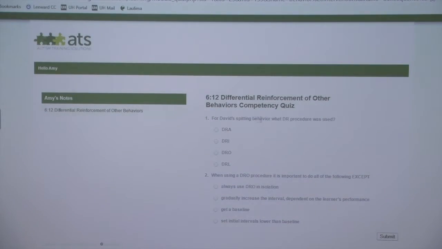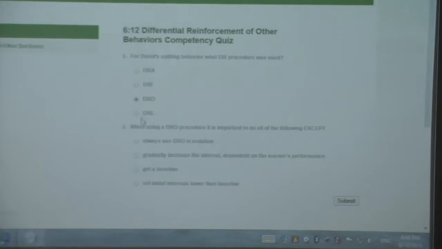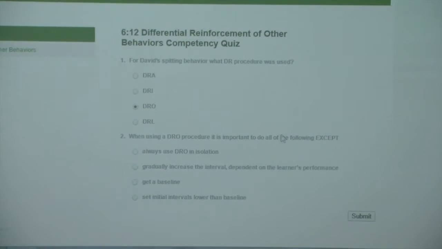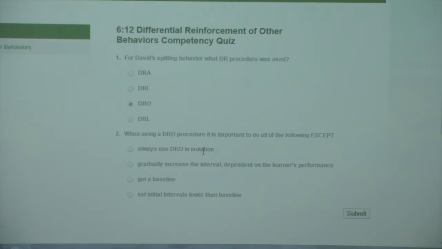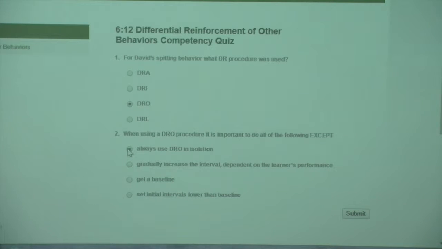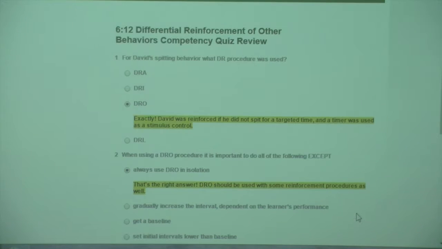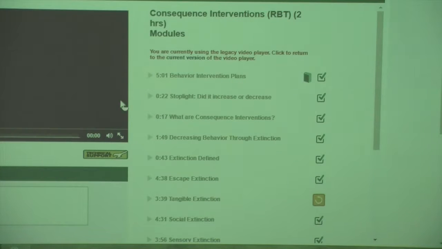For David's spitting behavior, what DR procedure was used? DRO. When using a DRO procedure, it is important to do all of the following except: always use DRO in isolation, gradually increase the interval depending on the learner's performance, get a baseline, set initial intervals lower than baseline. Probably not that one. Perfect. Good job if you got those answers right.